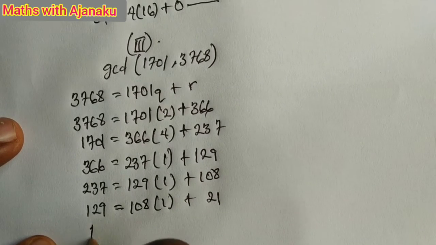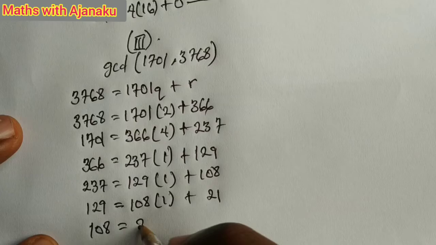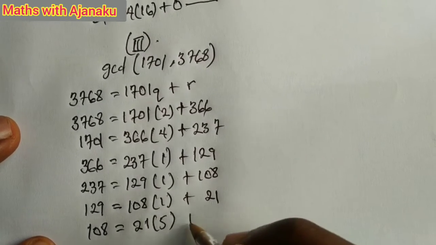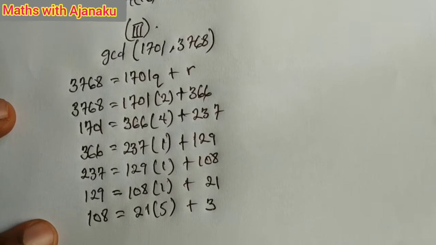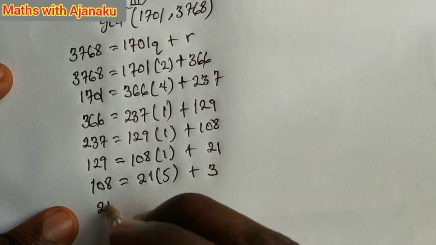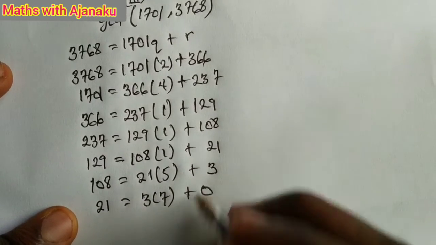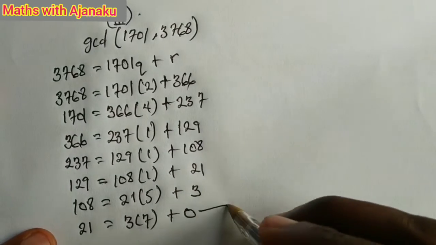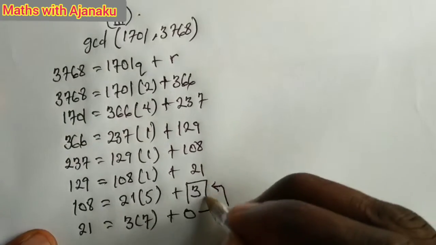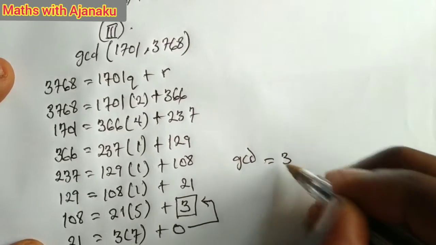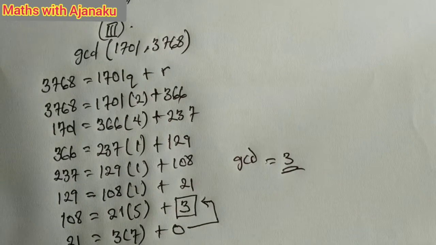Now 108 will be equal to 21 times 5 plus 3. So bring 21 out. 21 now will be equal to 3 times 7 plus 0. So on getting to 0, you take a step back up, and hence our GCD will be equal to 3. I hope that is very clear. Let's compute the GCD for this number, and let's make it the last question we will be solving.